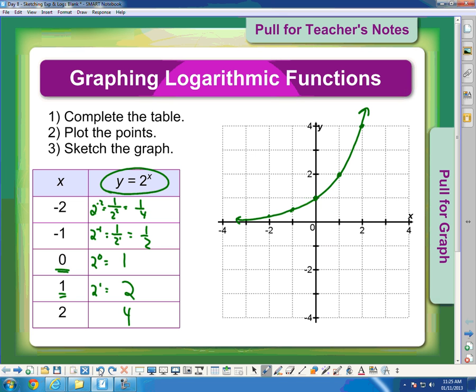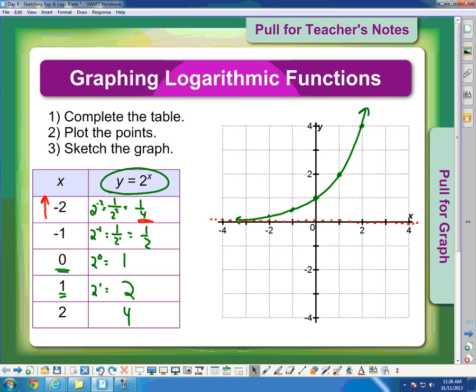The other thing is the graph comes down and approaches but does not touch this imaginary line here. And that's an asymptote, because no matter how small these negative numbers get, negative 4, negative 6, negative 8, keep getting smaller, you're going to get smaller fractions, but you're never going to get 0.